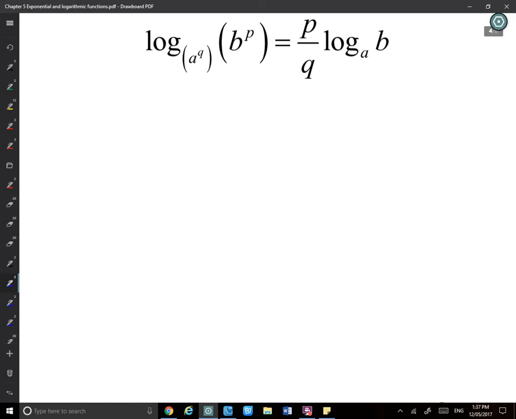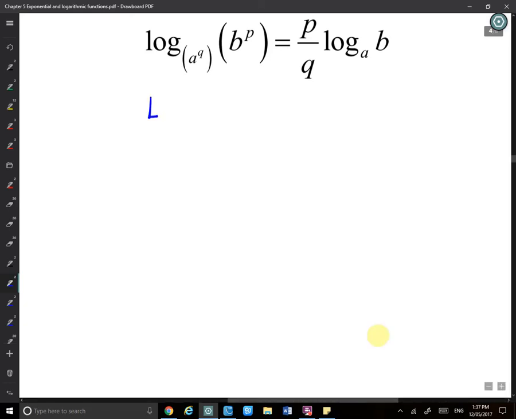Okay, for this one, what's the base on the left hand side? Okay, a to the power of q. What is the base on the right hand side? A. Okay, let's just change the base.